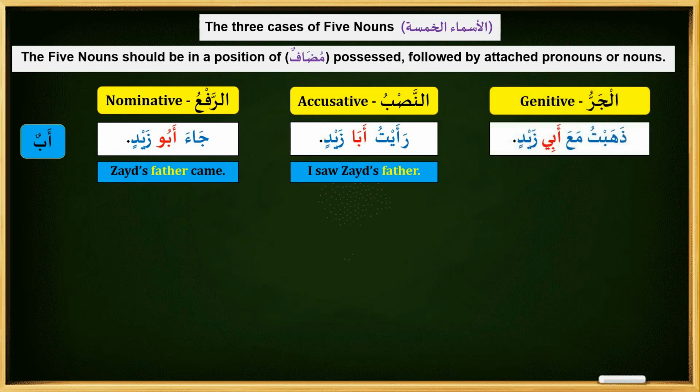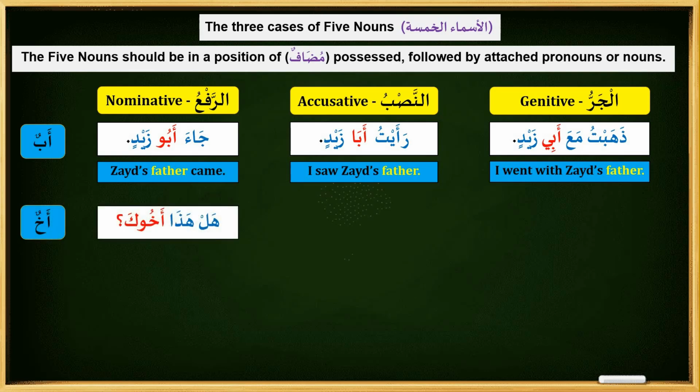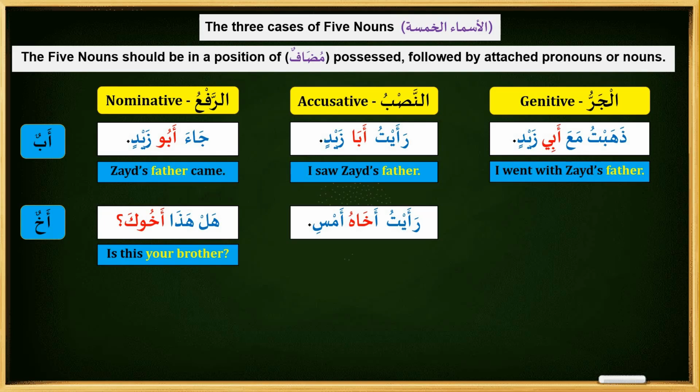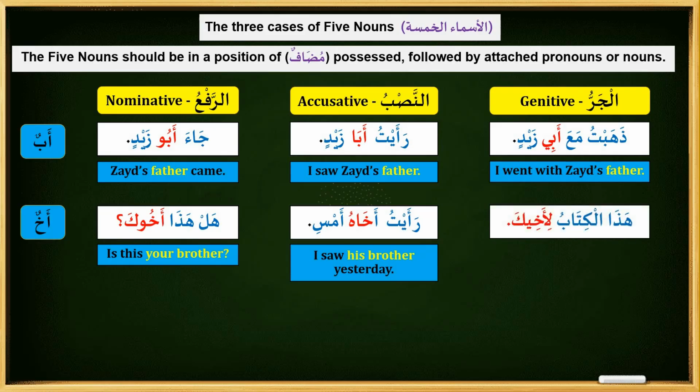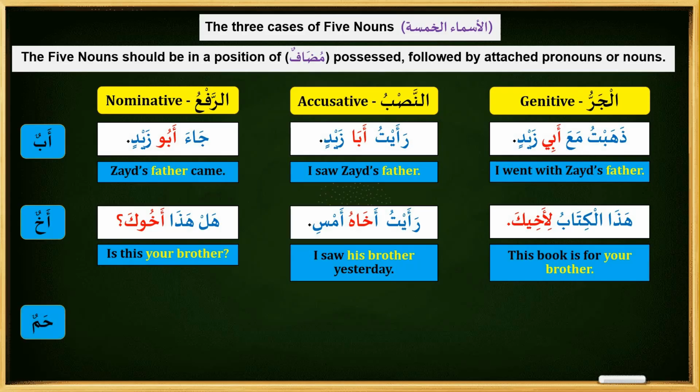And genitive case: ذهبت مع أبي زيد. I went with Zayd's father. Examples for أخ: هل هذا أخوك؟ Is this your brother? In nominative case. رأيت أخاه أمس. I saw his brother yesterday. In accusative case. And هذا الكتاب لأخيك. This book is for your brother. In genitive case.